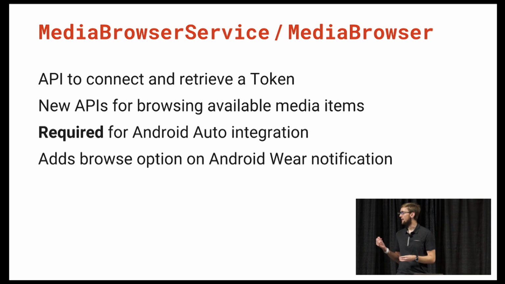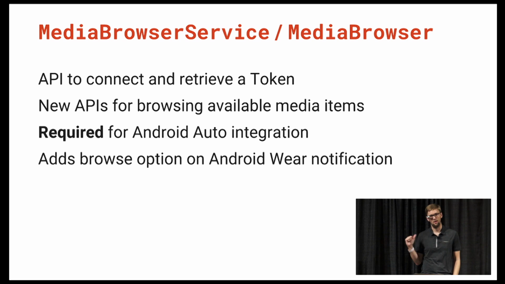Nicely enough, you don't actually need a token to connect to a media browser service. And you'll get access to actually new APIs as well, such as being able to browse media items entirely. This allows you to actually build your UI off of the information that's already in the service. For example, you could have a list of tracks, and that would match what's in your UI. And you wouldn't have to create a separate data store for that. You can use the Media Browser Service and Media Browser to connect to it.